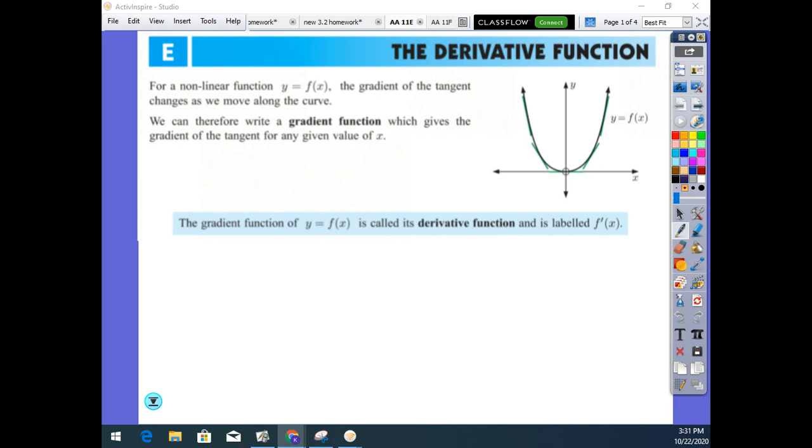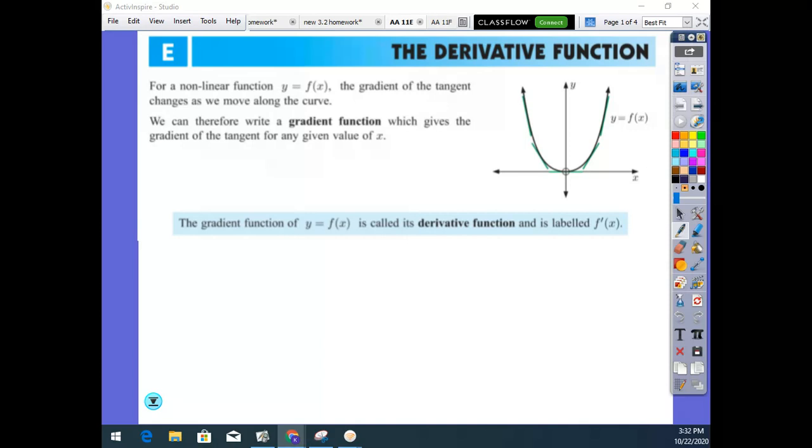So letter E is all about the derivative function. This is where we make our biggest connection to calculus. In calculus, there are three main ideas: limits, which we've talked about, the derivative, which we're getting ready to talk about, and integrals, which we'll talk about later. So we've actually already learned about the derivative, we just didn't call it the derivative.